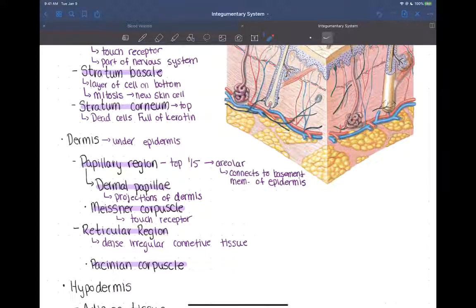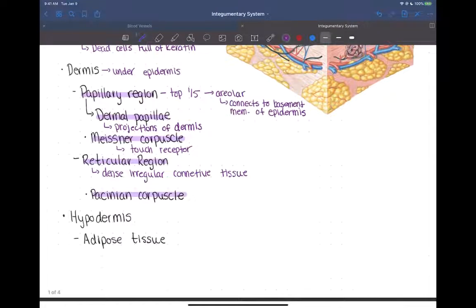One thing I will point out we have here is called a Pacinian corpuscle. This is another type of touch receptor, right? This would be a deeper touch receptor, so more involved in sensing pressure than light touch. All right, so this would be a deep touch receptor.